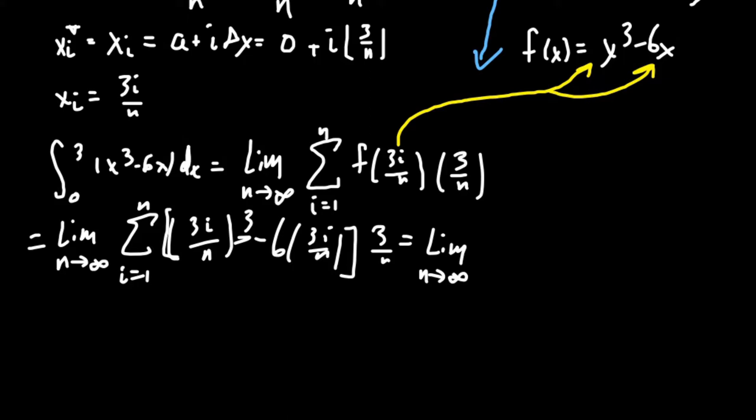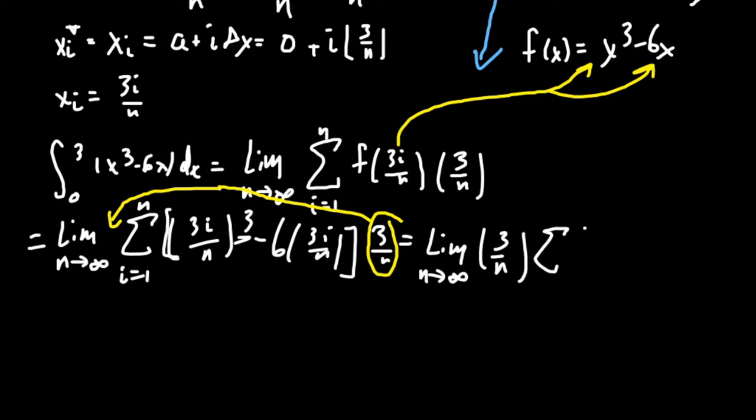I'm going to factor out also this 3 over n, because this 3 over n, in terms of the sigma, is a constant. 3 doesn't change as i changes, and neither does the n. So we can actually factor out those constants there. This always happens with delta x. It doesn't depend on i whatsoever. So you can bring delta x outside of the sum. In which case, inside the sum, we're going to get 27i cubed over n cubed, and then minus 18i over n, as i ranges from 1 to n.